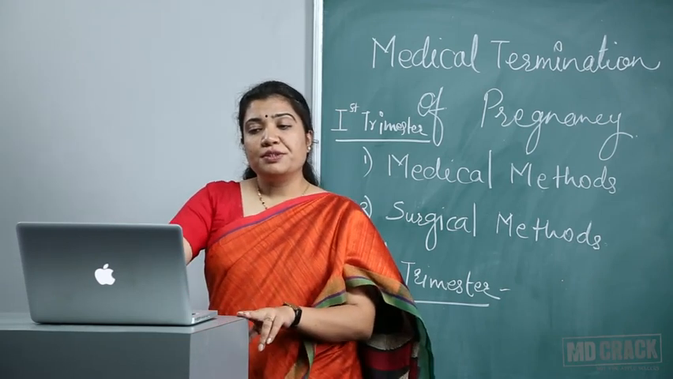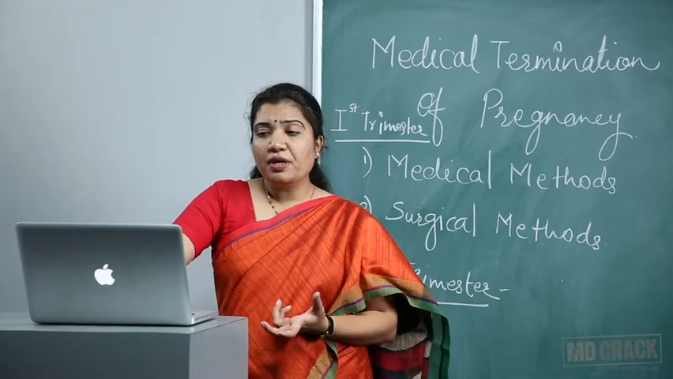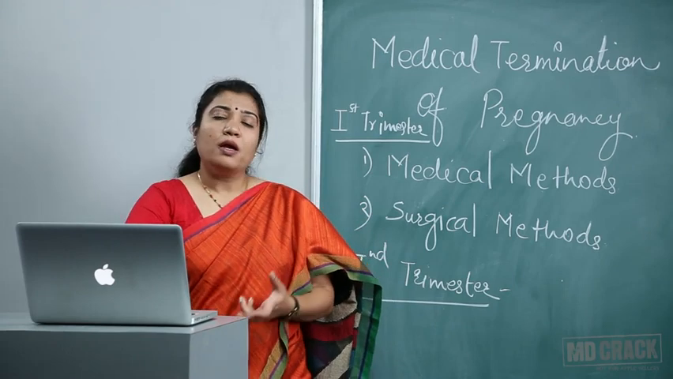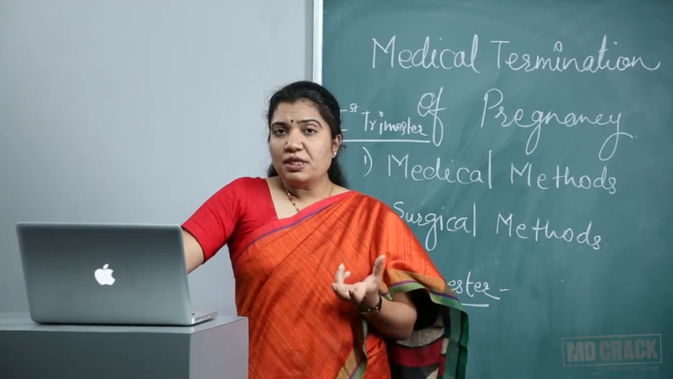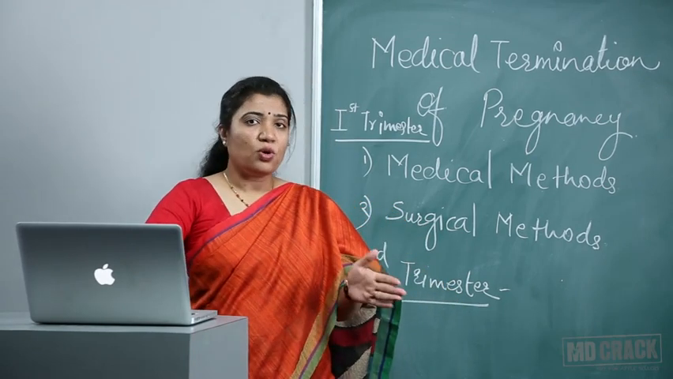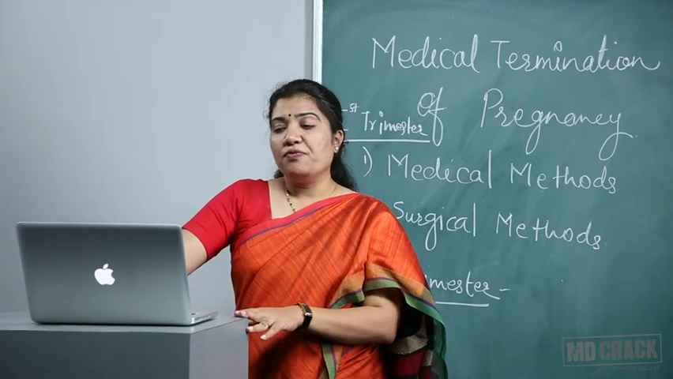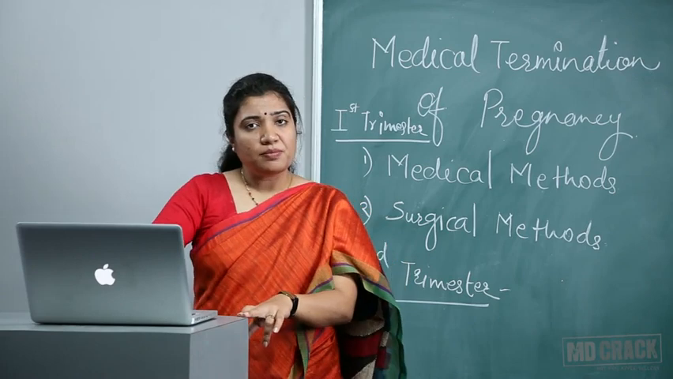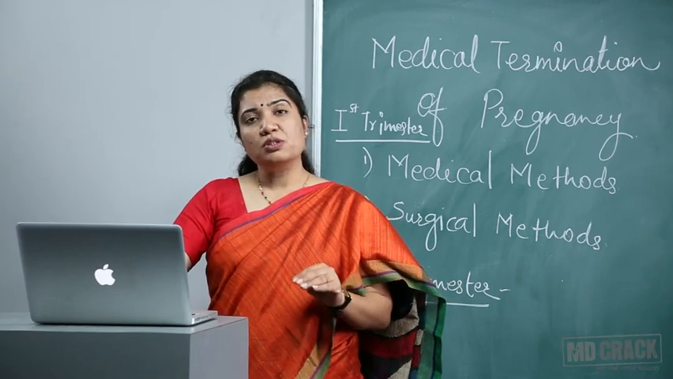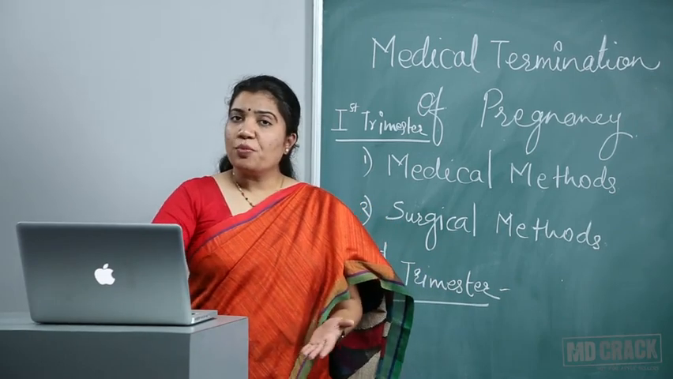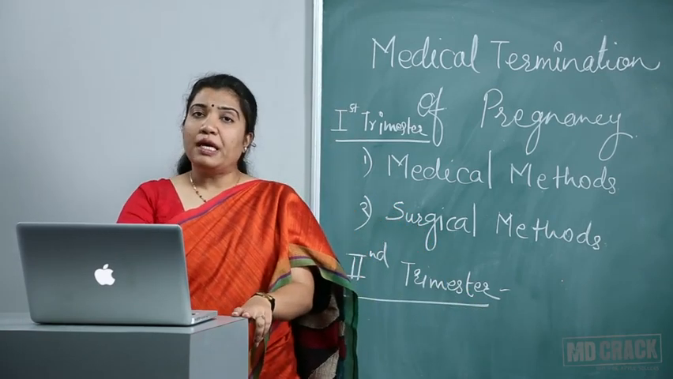What are the disadvantages? The procedure is longer in duration. There is a longer waiting period for completion of abortion. It requires multiple visits to the hospital. The procedure is available only till 7 weeks, or we can say 9 weeks maximum. Cannot be done after 9 weeks. And sometimes this procedure needs surgical evacuation or a surgical procedure to complete. And the commonest complication of the medical method of medical termination of pregnancy is incomplete abortion.